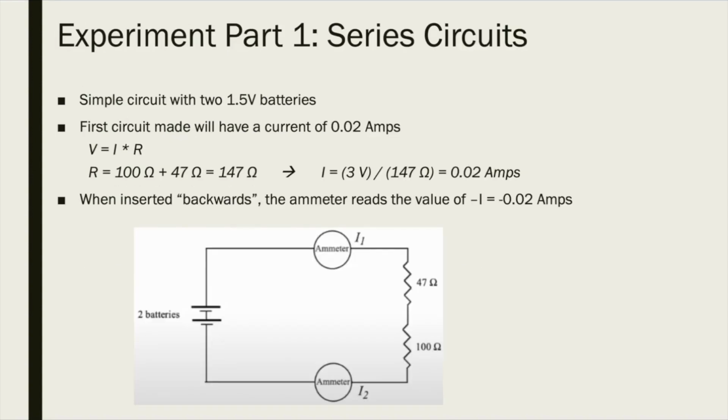So part 1 was dealing with series circuits, which included a simple circuit with two 1.5 volt batteries. And we calculated the I value here, which was calculated to be 0.02 amps. And then when inserted backwards, the ammeter reads the value of opposite and equal magnitude, negative 0.02 amps.